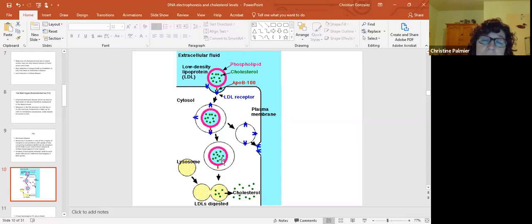But in any case, we see the cholesterol is released from these vesicles, or LDL, and then the cholesterol can be used to do work as part of the membrane components, precursor to various steroids, including vitamin D, as mentioned earlier.